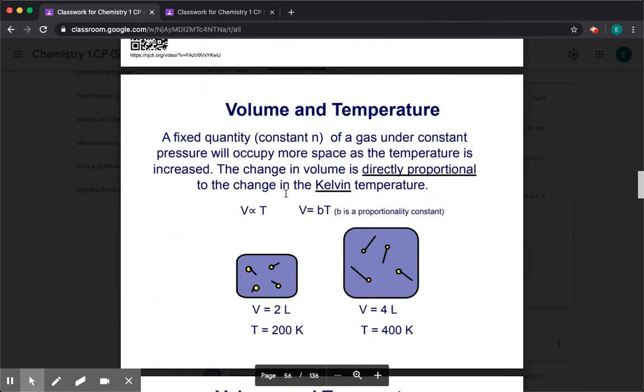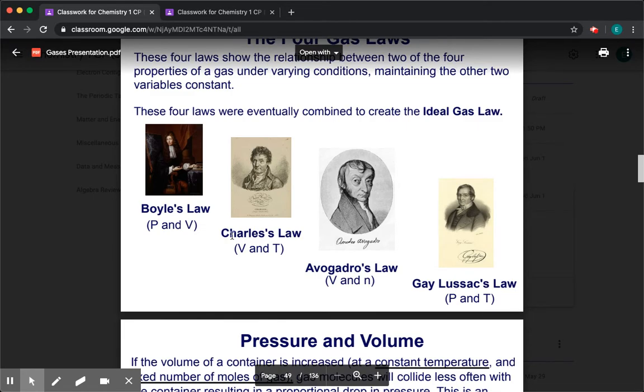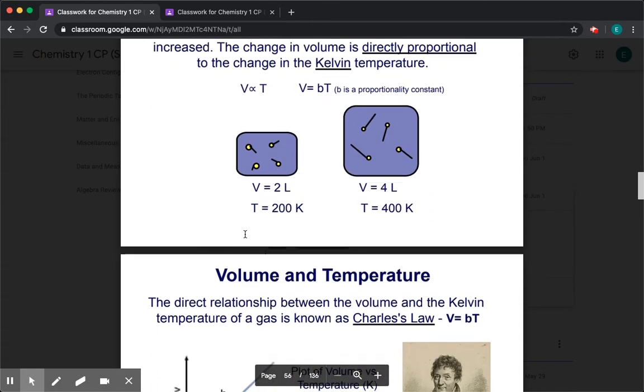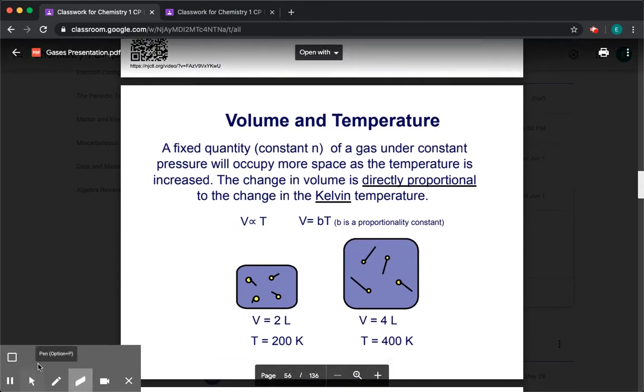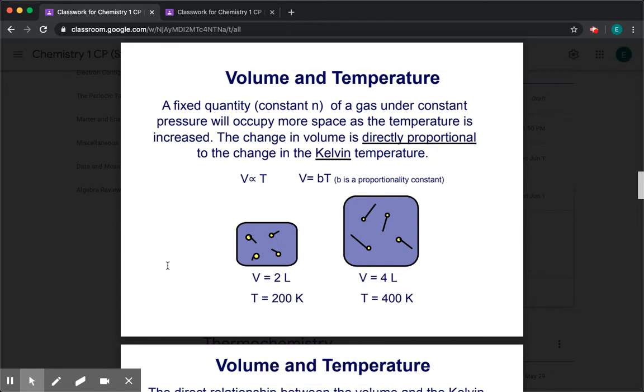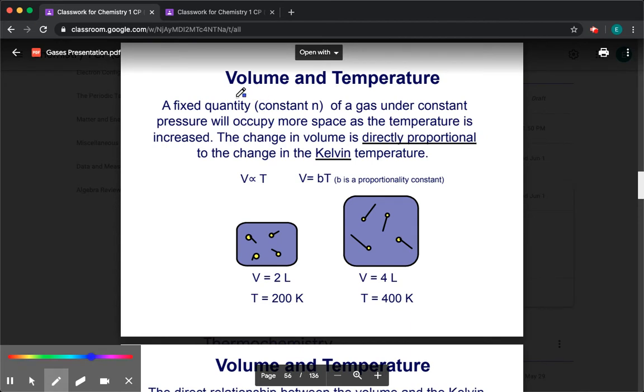Now we're going to get to the next one, volume and temperature. Volume and temperature is Charles. Volume and temperature do not have an inverse relationship. You would call this directly proportional, meaning they go up together. As one goes up, the other one goes up. If one goes down, the other one also goes down. So this is Charles' law. It's the relationship between volume and temperature.